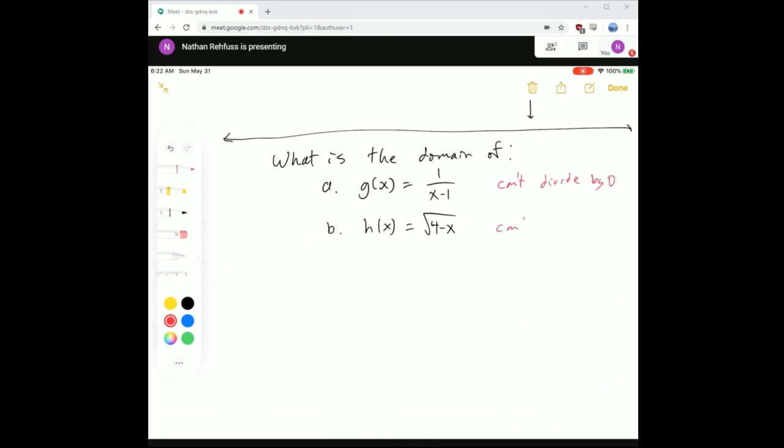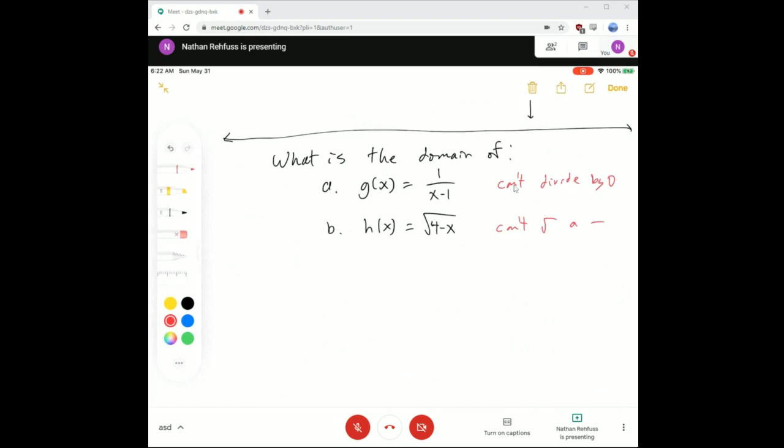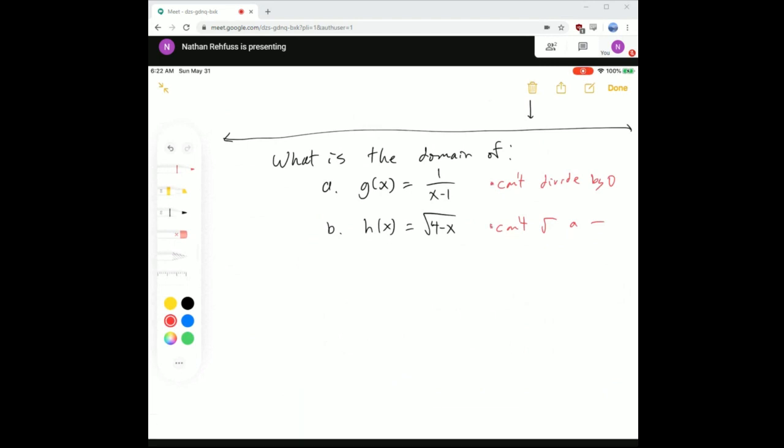Can't divide by 0, can't square root a negative. I'm just going to use shorthand there. You know what that means. Can't divide by 0, can't take the square root of a negative. In fact, these two bullet points here in red are the only restrictions we have on domain so far. In Unit 4, we'll get one more restriction, but for now it's just these two.